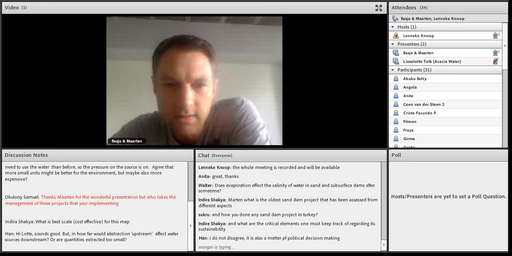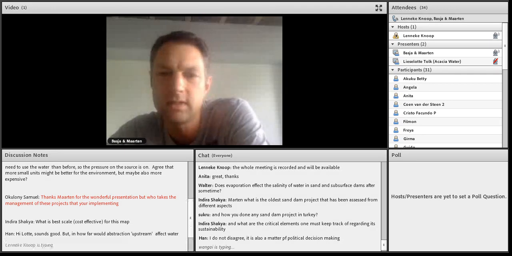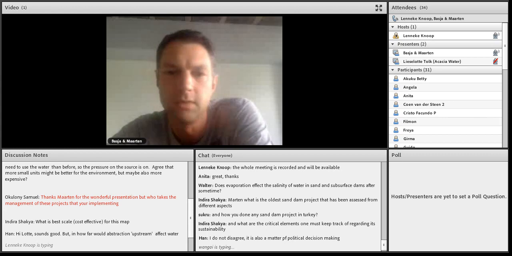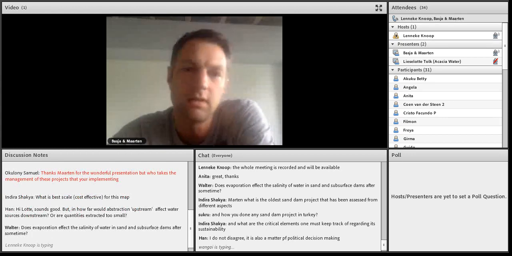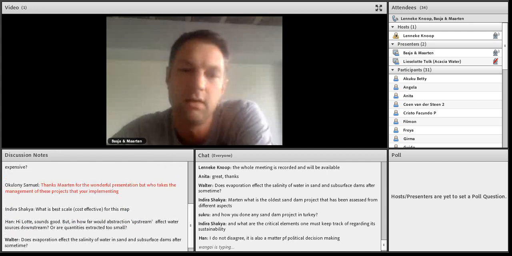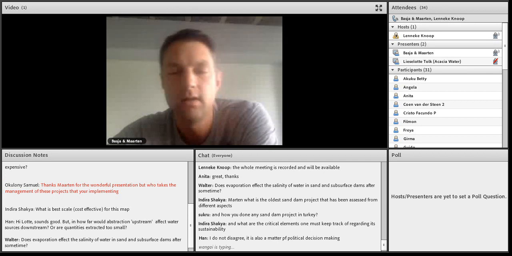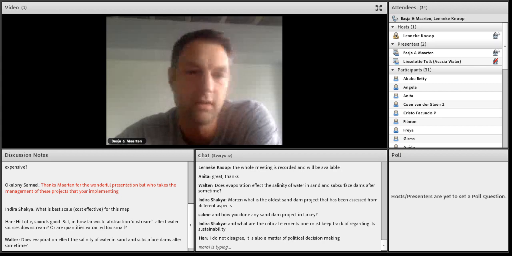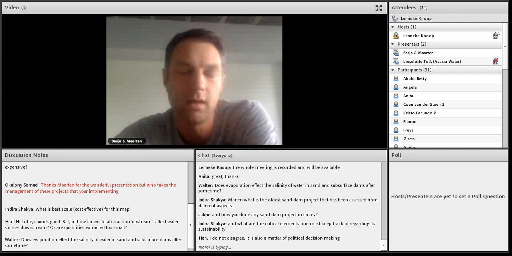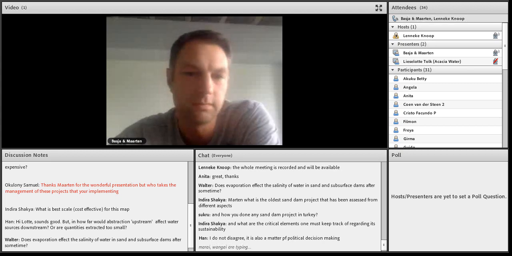Water. Does evaporation affect the salinity of the water in sand and subsurface dams after some time? Not to my experience, because the water that is in sand dams or subsurface dams is not saline. It's rainwater that is flowing through these rivers. So as far as I know, the water is never as saline as the deep underground water that you get from boreholes.